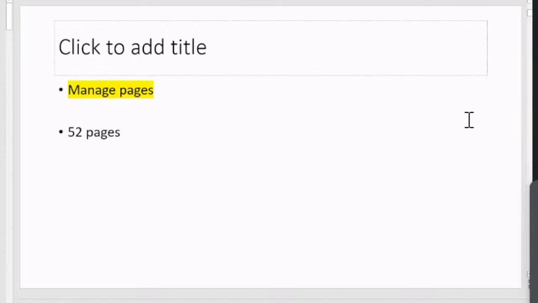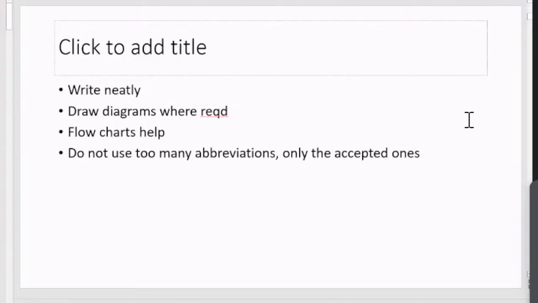Write legibly. Do not scribble in such a way that it becomes difficult to read what you have written, right? Draw diagrams where required and do not use too many abbreviations. Only use the accepted ones. Like on examination, O bar E is fine. But some of the other things that you use when you would text your friend, no, that's not acceptable. Okay, so when you see that on a paper, it sort of irritates the examiner. And that's not really good for you, right?